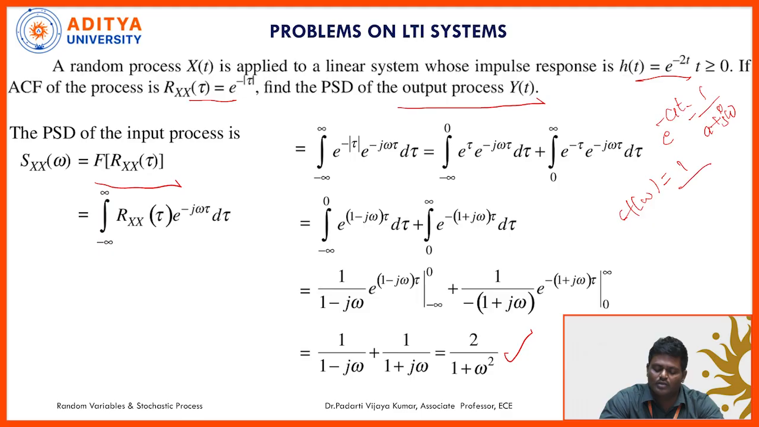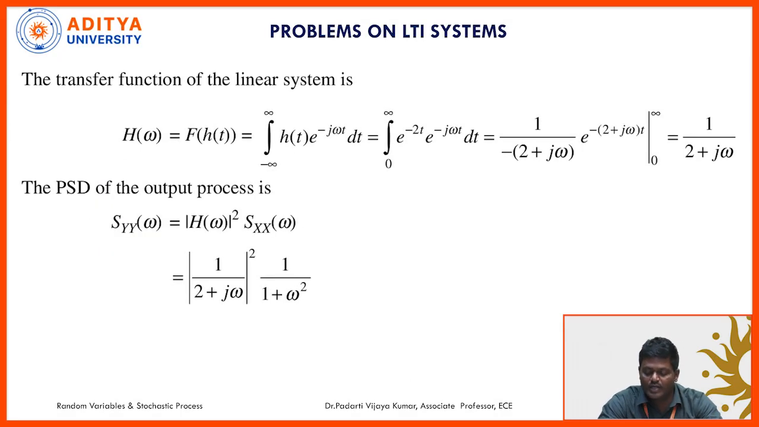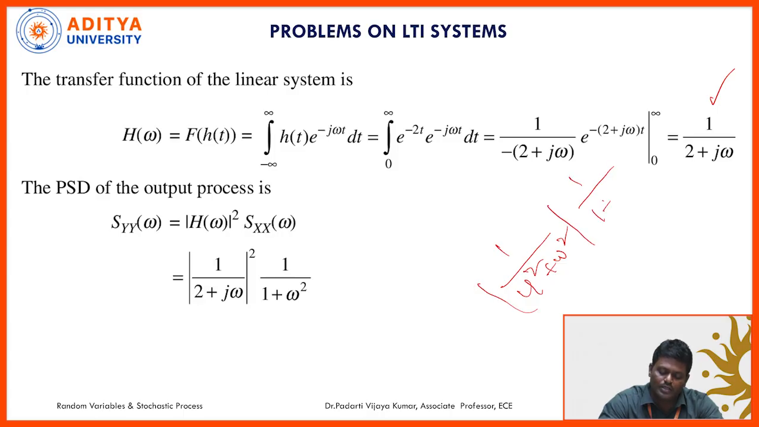In a similar manner, it will be 1 by 2 plus j omega. So, h of omega is 1 by 2 plus j omega. Absolute value squared means 1 by 4 plus omega square, into the input power spectral density 1 by 1 plus omega square, which is equal to SYY of omega.